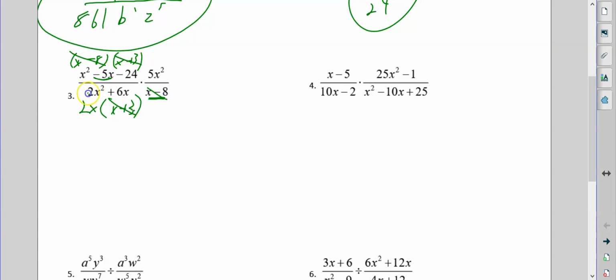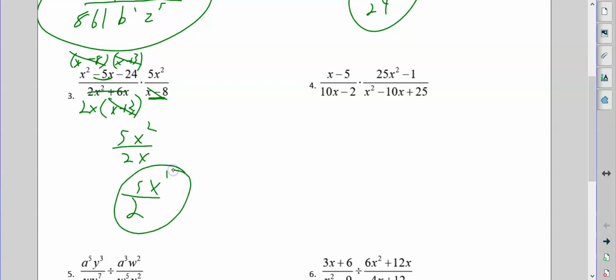Sometimes it gets a little messy. So sometimes I will take that extra step and write the 5x squared over 2x just to kind of see where I'm at. And then again, where do I have more x's? Up top. How many more? 1 more. 5, 2, done.